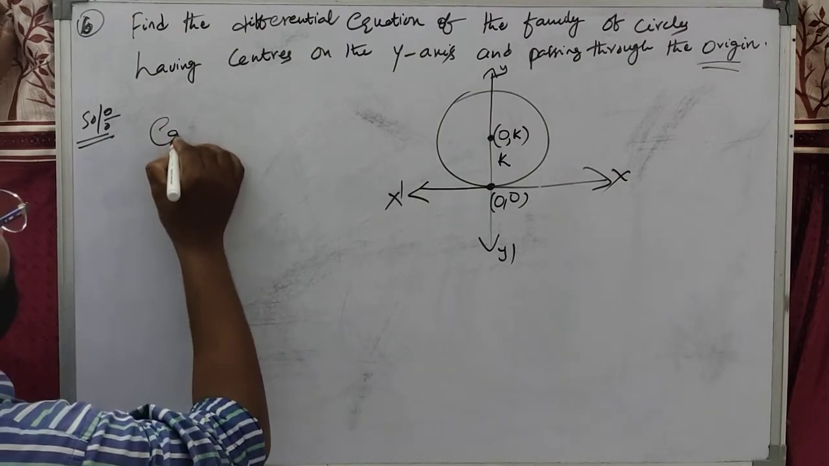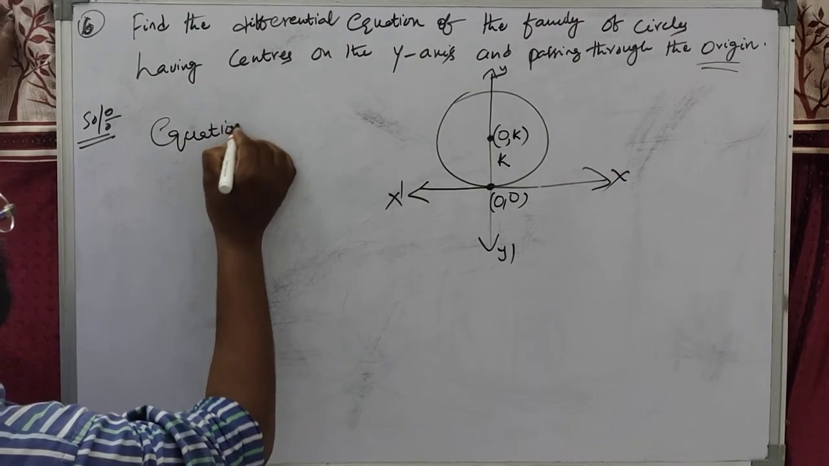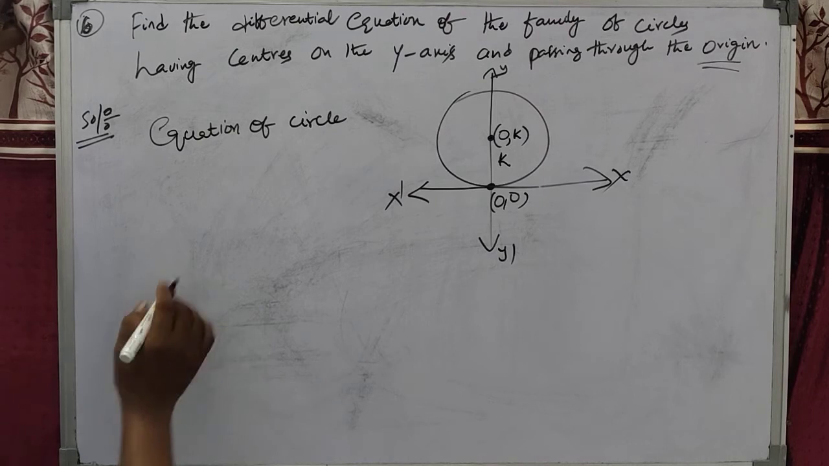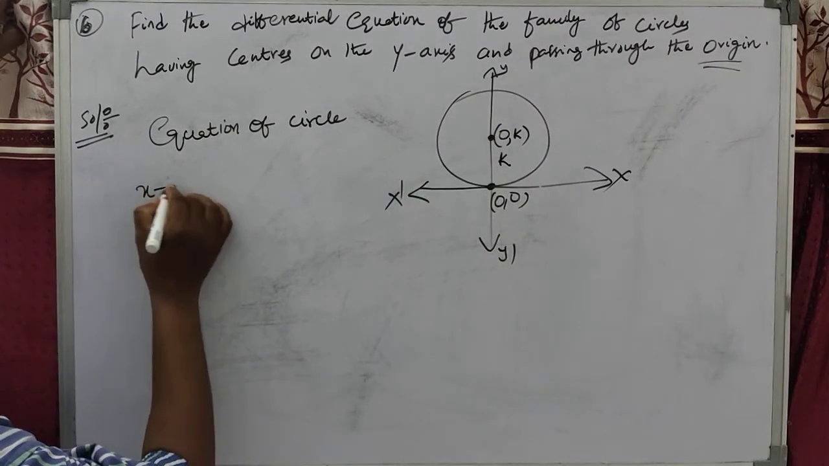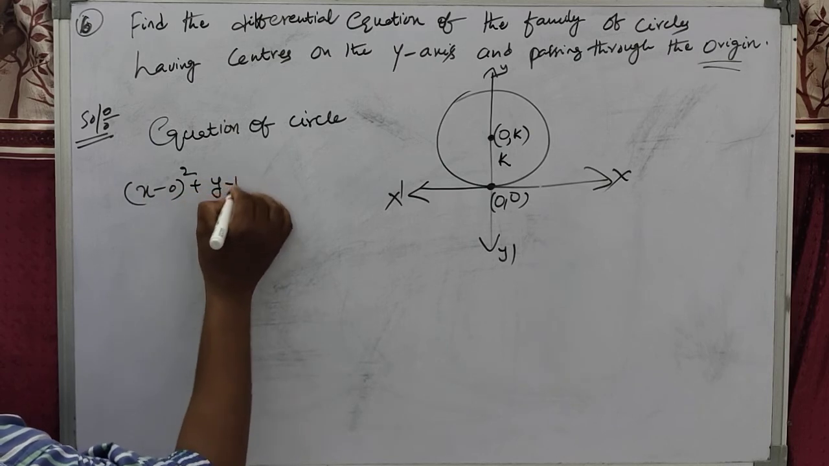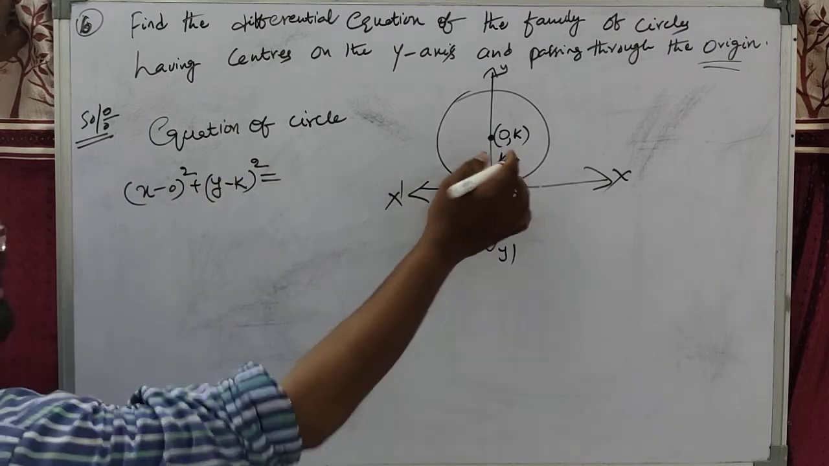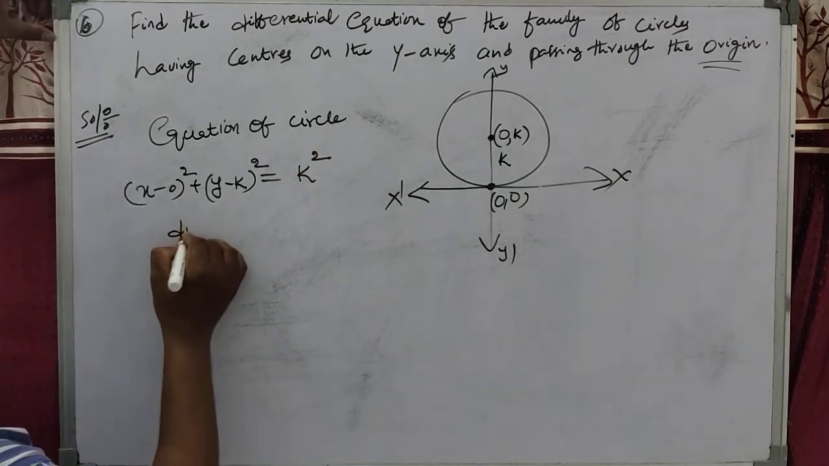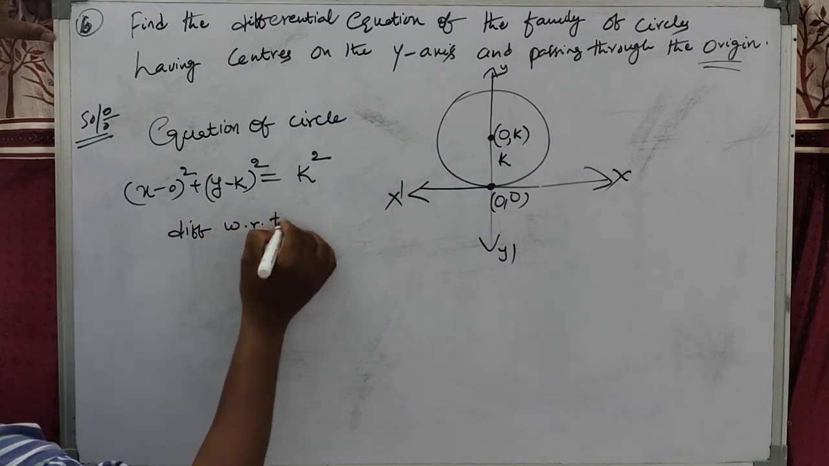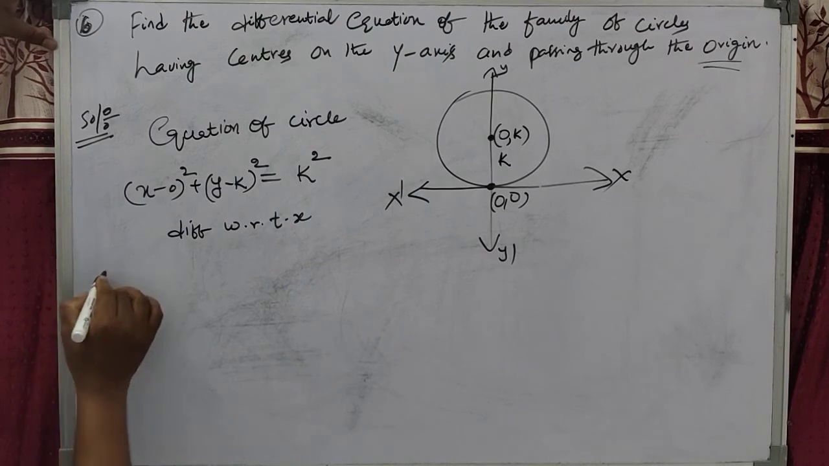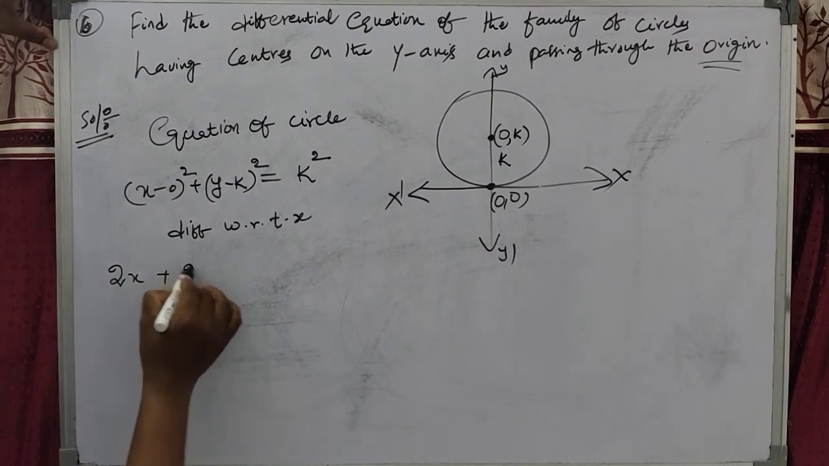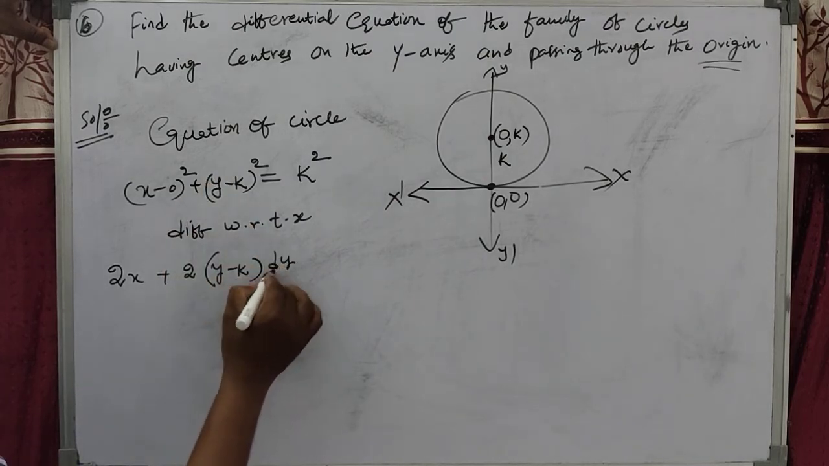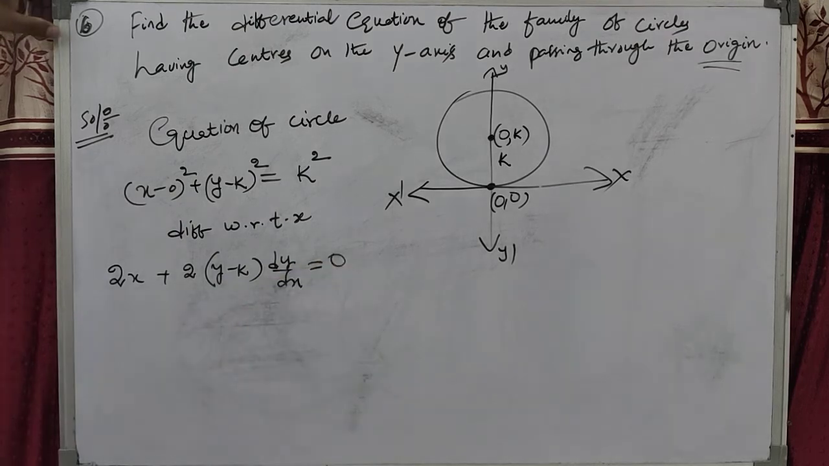Now the equation of the circle is (x − 0)² + (y − k)² = r², where r² is k². Proceed, differentiating with respect to x: 2x + 2(y − k) dy/dx = 0.